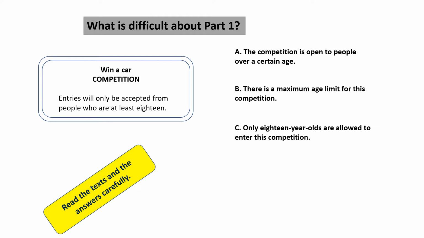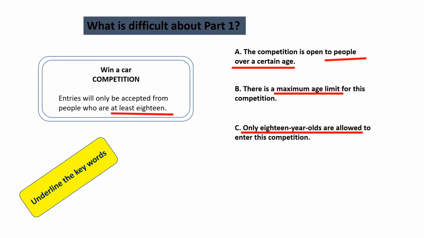Therefore, option B can't be true because it talks about a maximum age. Also, option C says that you have to be exactly 18 years old, which isn't what the text says either, because you can be older than that. As a result, option A must be the correct answer. I hope this example has shown you what can be difficult when you try to complete reading part 1. Now let's take a look at how to do it right.